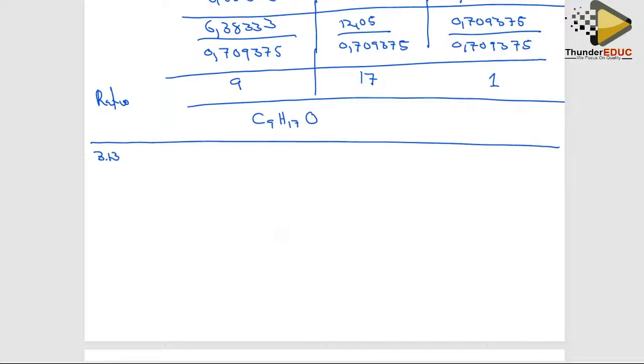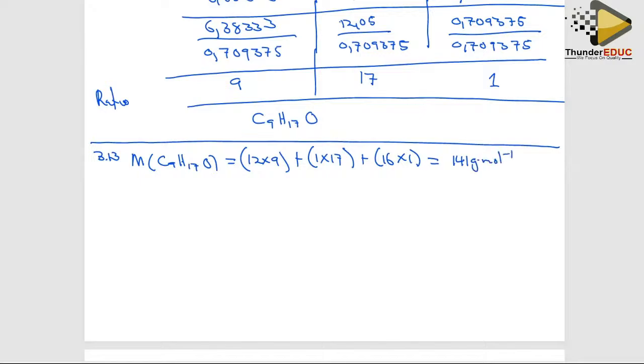So 3.13. I'm going to calculate the molar mass of this, which is C9H17 with oxygen, right? So this is equivalent to 12 multiplied by 9, which is my carbon there, plus my hydrogen, which is 1 multiplied by 17, then plus my oxygen, which is 16 times 1, right? Therefore, what am I going to get there? This is equivalent to 141. So it's 141 grams per mole if I'm to include the units of measurement there.